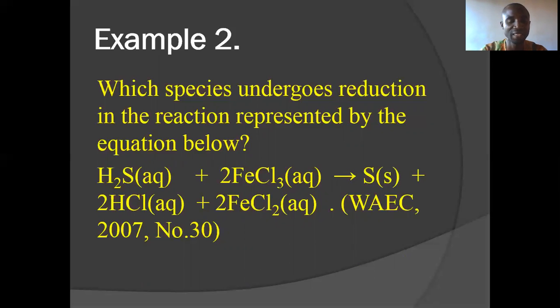Now here we can see that sulfur appears in the reactant side and also appears in the product side. On the reactant side, it appears as -2, but on the product side it is 0. From -2 to 0, the oxidation number is increasing.